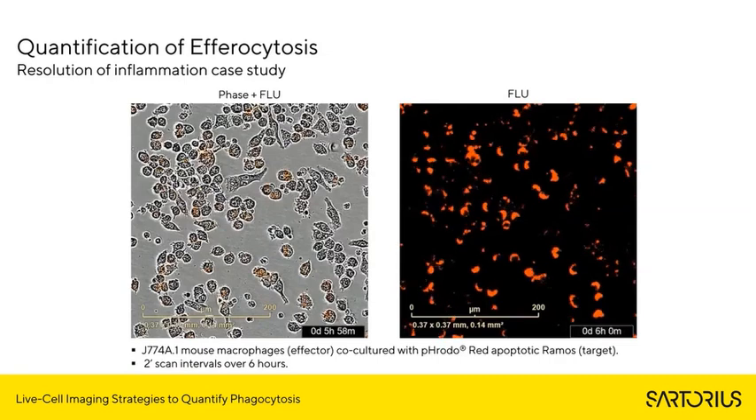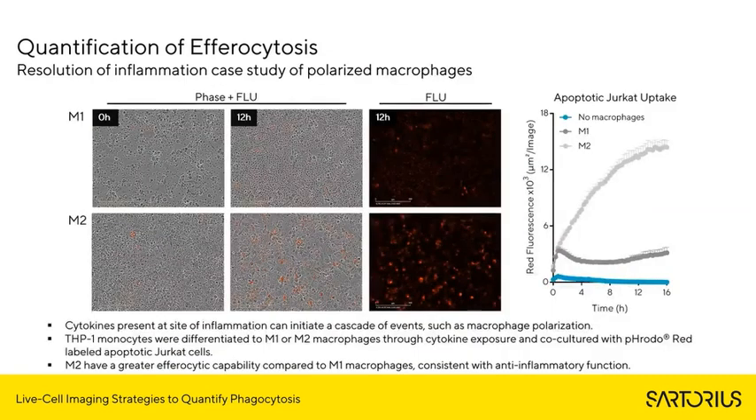Cytokines present at the site of inflammation can initiate a cascade of events, such as inducing macrophage polarization to either an M1 pro-inflammatory or M2 anti-inflammatory phenotype. To examine the relationship between these macrophage phenotypes and phagocytic ability, we use the THP-1 cell line, which is an established model of human monocyte function that can be differentiated into macrophages. THP-1 monocytes were differentiated to M1 or M2 through cytokine exposure and co-cultured with Frodo-labeled apoptotic Jurkat cells.